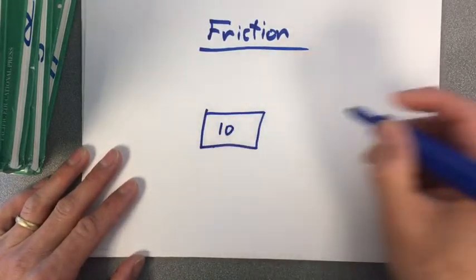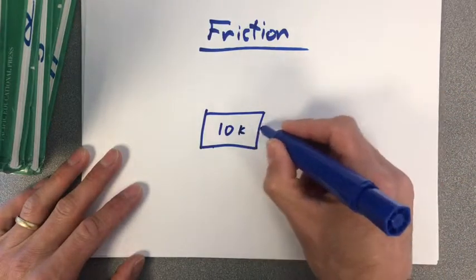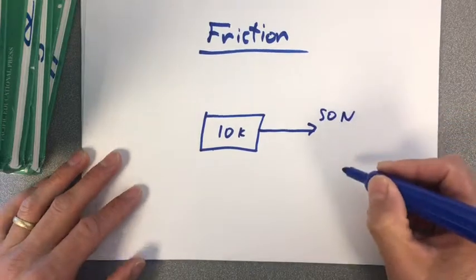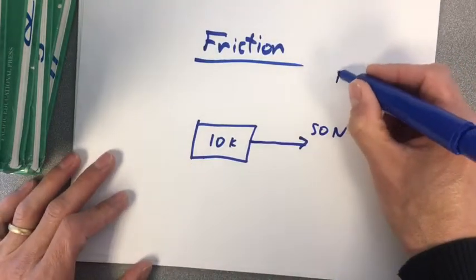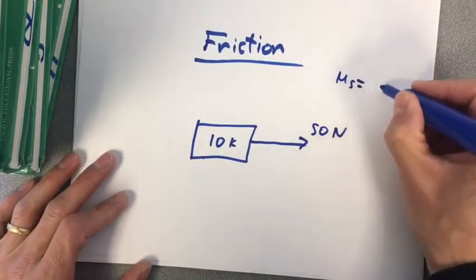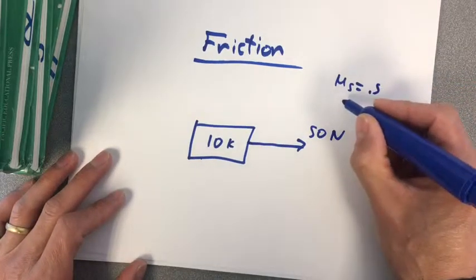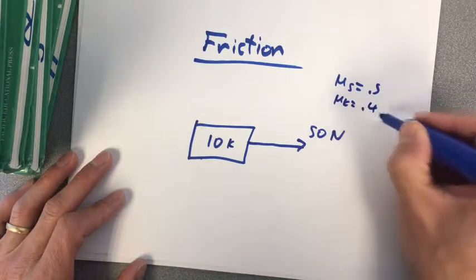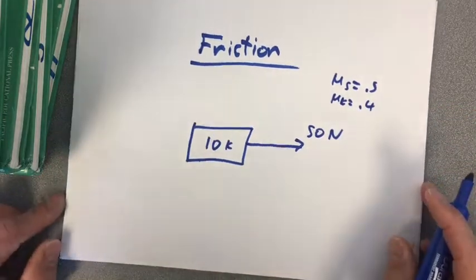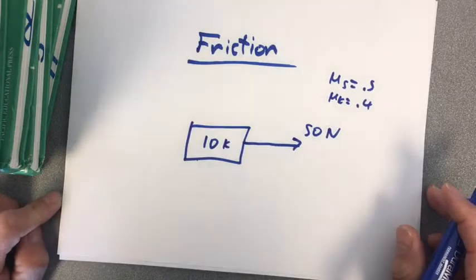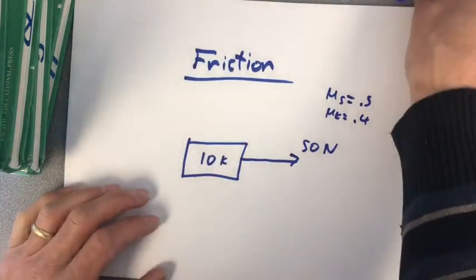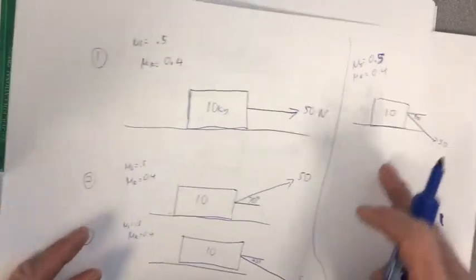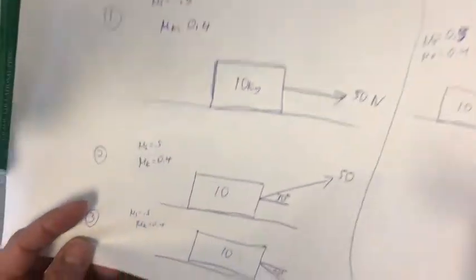Okay, so we have a 10 kilogram block and it's being pulled by 50 newtons of force, and we've got a coefficient of static friction of 0.5 and a coefficient of kinetic friction, that's sliding, of 0.4. And we're going to find the acceleration of this block. We're then going to do the same thing if we pull it at an angle upward, an angle downward, and then a steeper angle downward.